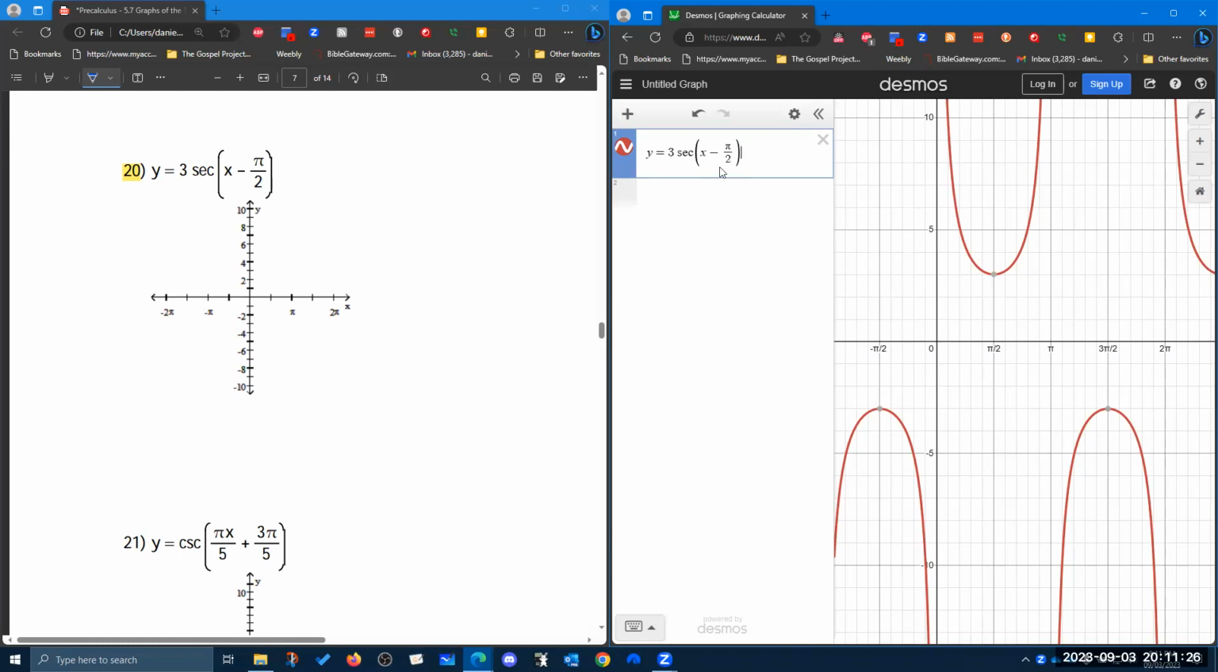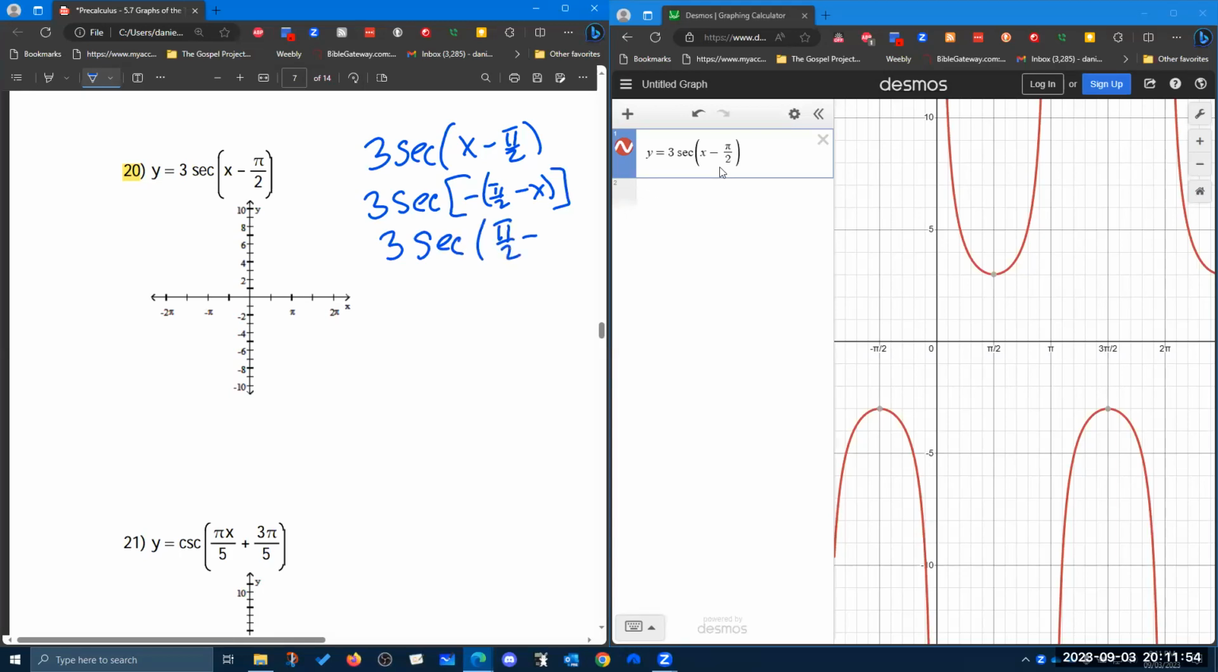This is actually a cosecant graph. 3 secant of x minus pi over 2 is the same thing as 3 secant of negative pi over 2 minus x. Secant is an even function, so the negative goes away. 3 times secant of pi over 2 minus x. This is the definition of a cofunction here. So this becomes 3 cosecant of x.